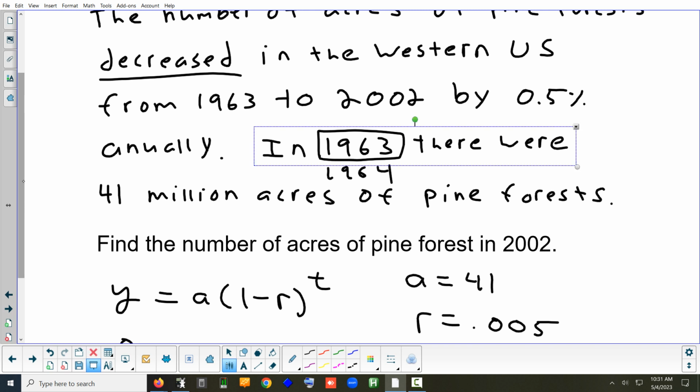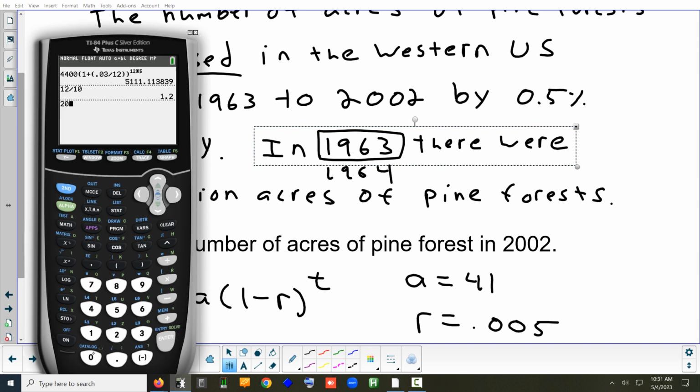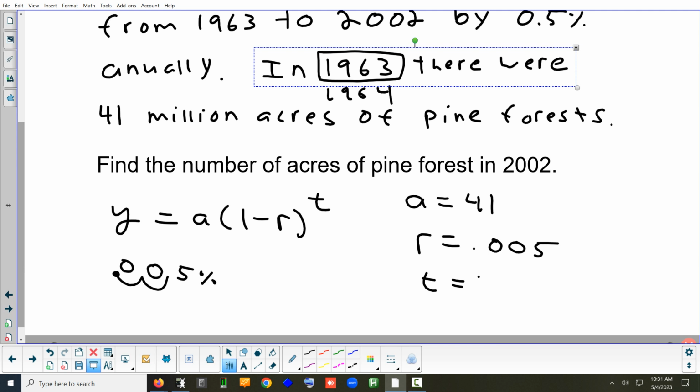How are we going to figure out how many years 2002 is from 1963? You take 2002 and subtract 1963, and that tells you that it is 39 years apart. That's the value for T. Any question why we're putting in 39? That's how many years have gone by that they want us to figure out.